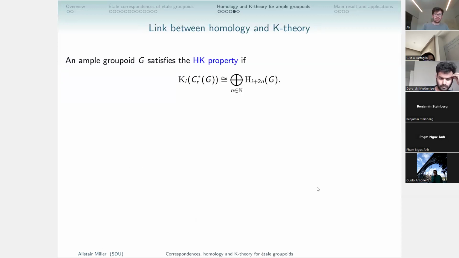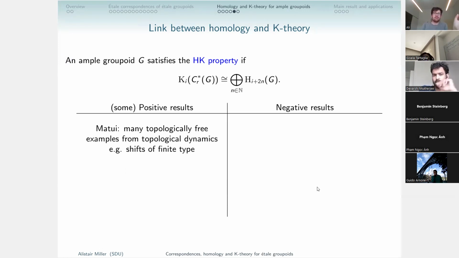What's next? So what has groupoid homology got to do with K-theory? There's this very simple relationship that sometimes holds, which is that the K-theory is just the direct sum over all of the homology groups of the same parity. And for certain groupoids, this was phrased as a conjecture because there were lots of examples where it held.